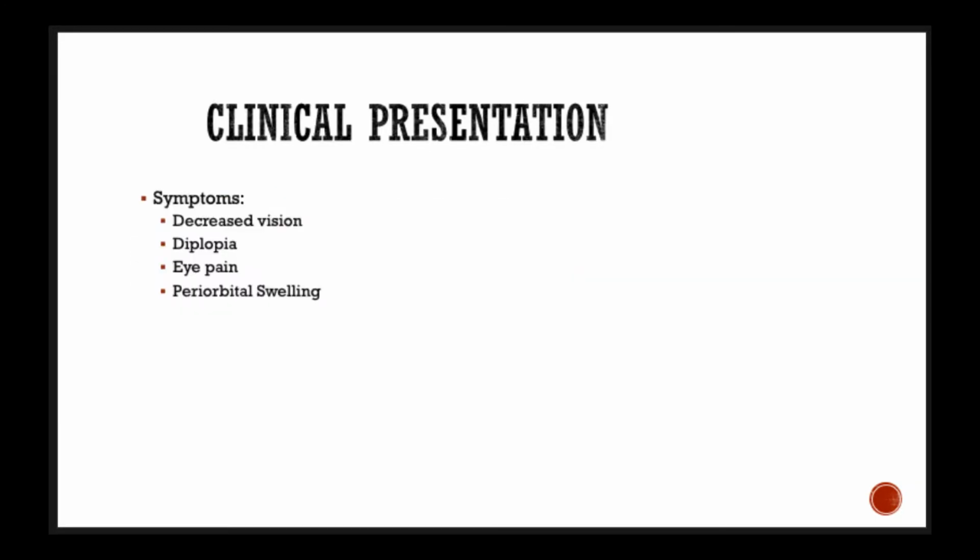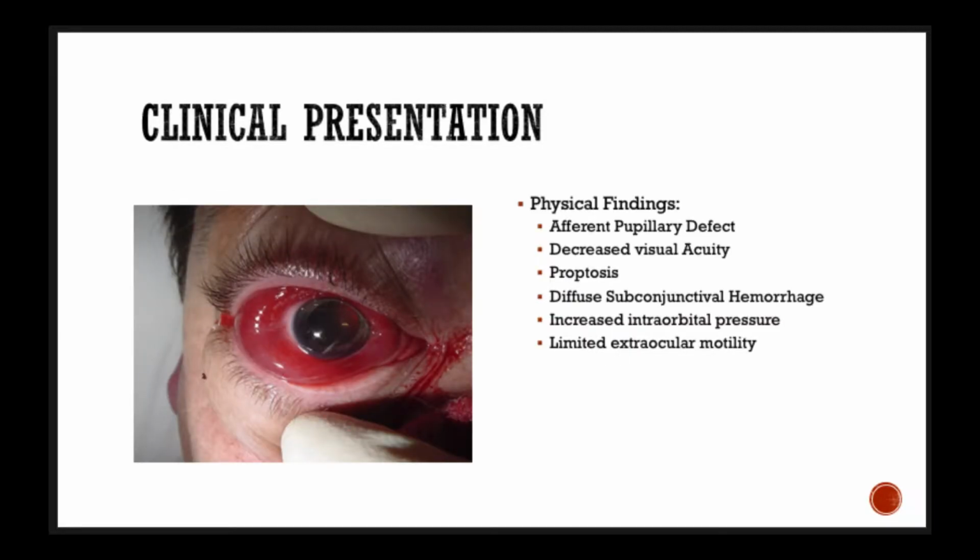A lot of times these individuals will come in with decreased vision. They'll complain of seeing double. They'll endorse that they're having eye pain or periorbital swelling. On our findings, what we'll tend to find is that they have proptosis. They'll have a diffuse subconjunctival hemorrhage. Usually, if you're using the Tono-Pen, if we can find it at Jacoby, then they'll have increased intraorbital pressure, limited extraocular motility, and an afferent pupillary defect.